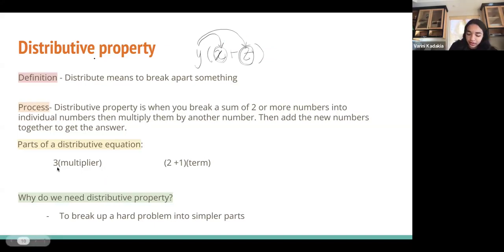So the inside part we'll call the multiplier, and this outside part we'll call the term. So you're gonna break a sum of 2 or more numbers into individual numbers and then multiply them by another number and add the two new numbers together to get the answer. Does this sort of make sense?